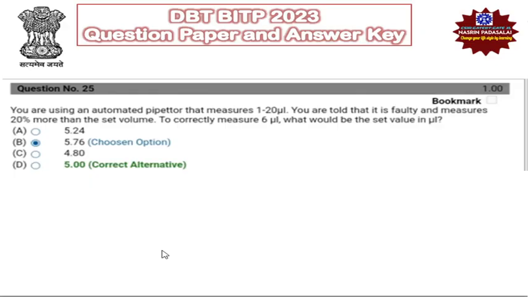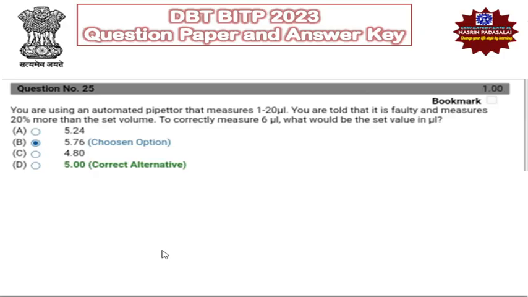Okay. Next is an analytical kind of question. You are using an automatic pipette that measures about 1 to 20 microliters. You are told that the particular pipette is faulty and measures 20% more than the set volume. Now the question is, to correctly measure 6 microliters, what would be the set value in microliters? Okay, so the correct answer is 5.